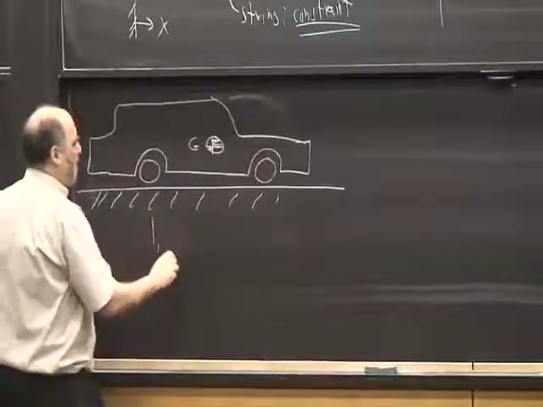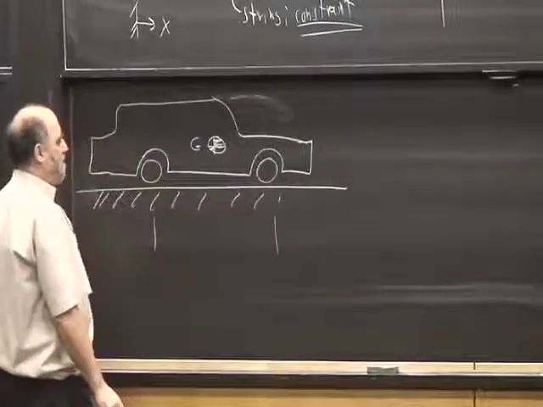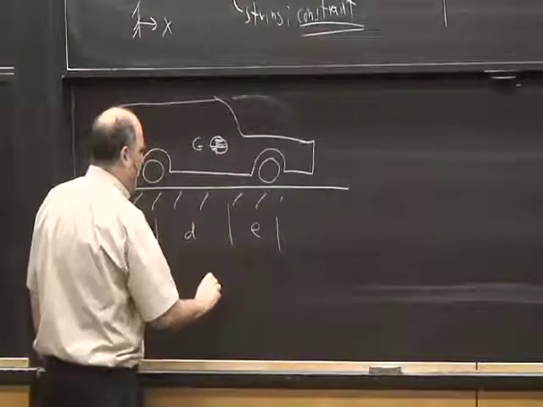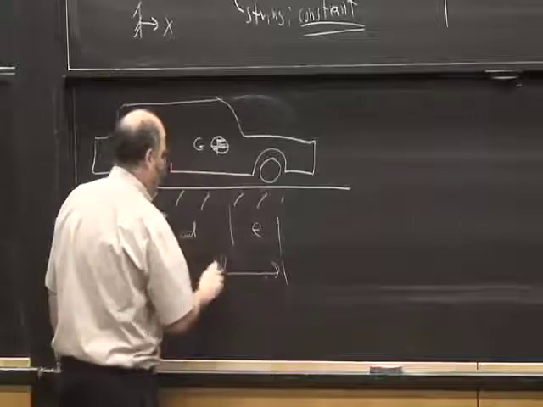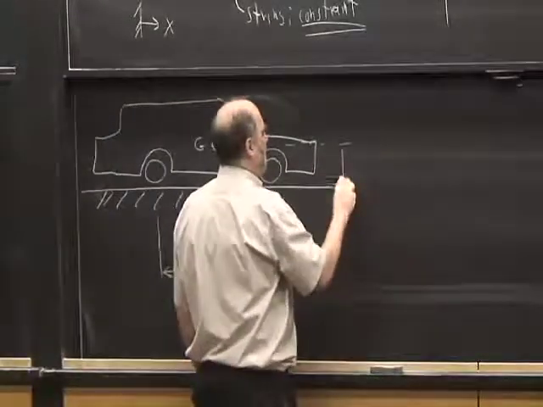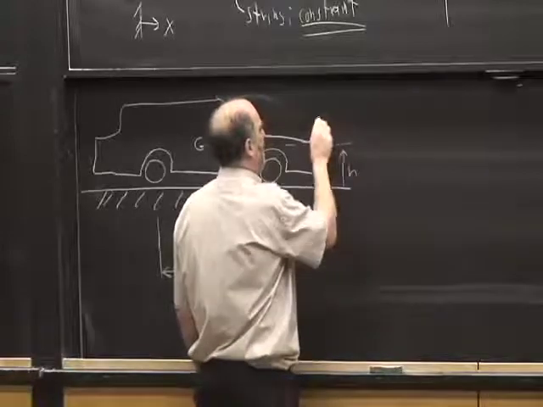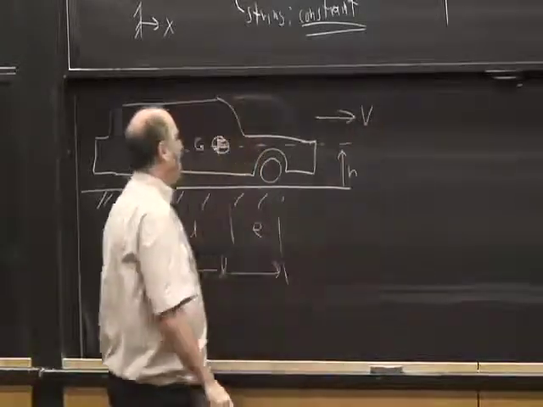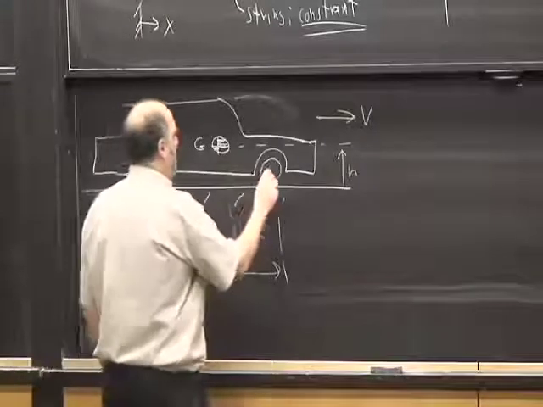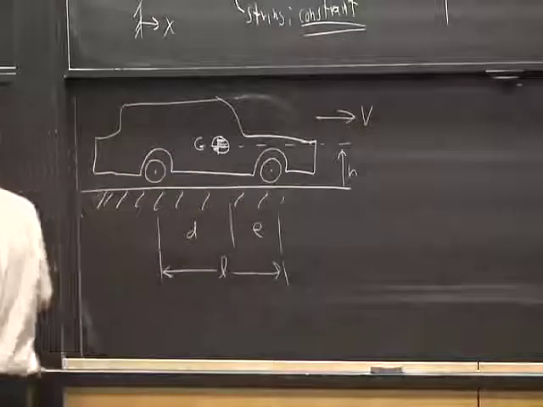We've got to worry about various dimensions of this car. So let's call this dimension D, this dimension E. We can call this dimension L, which is D plus E. This center of mass is up here some distance h. Let's say the car is zooming along here with speed v, and the car is going to stop by screeching on the front brakes. So we're going to have front wheel braking.